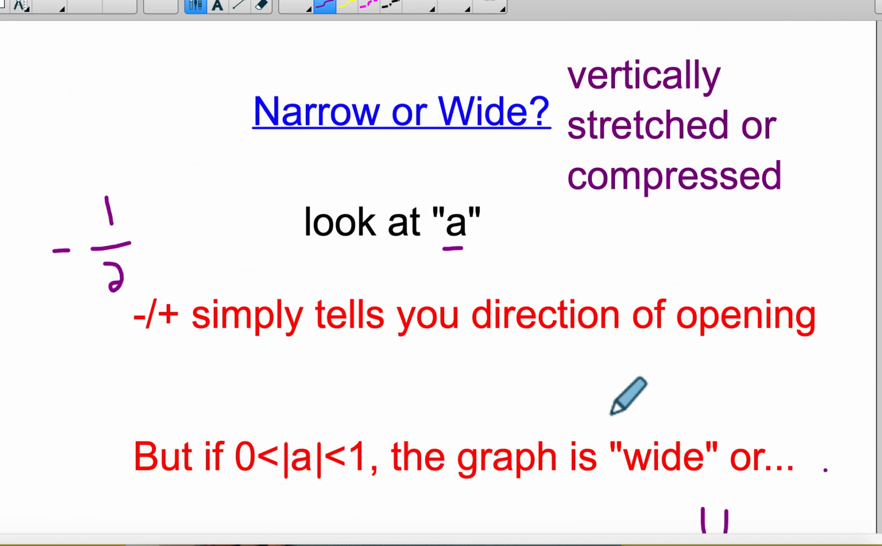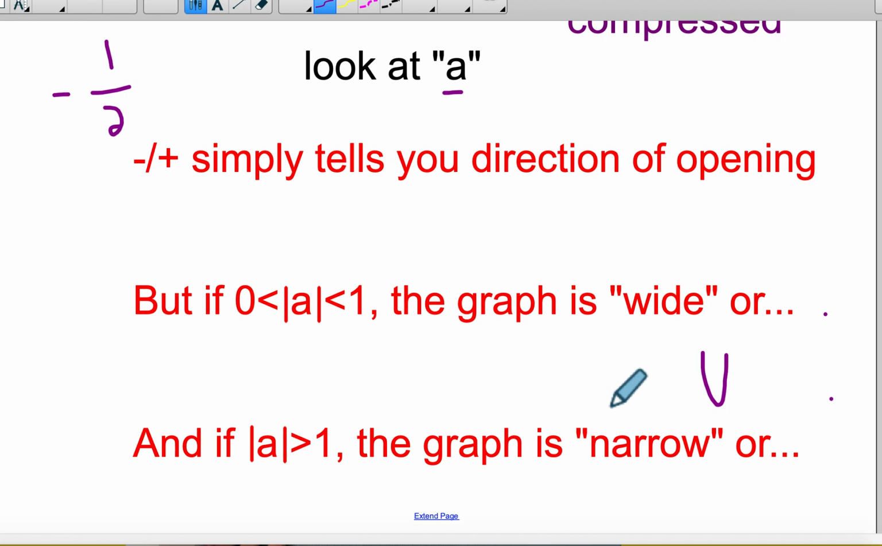So those are a bunch of characteristics to think about, but that's all of them for the quadratic. So if you take notes on that, you'll be in good shape for the next class.